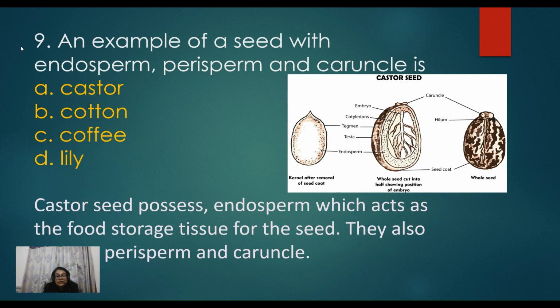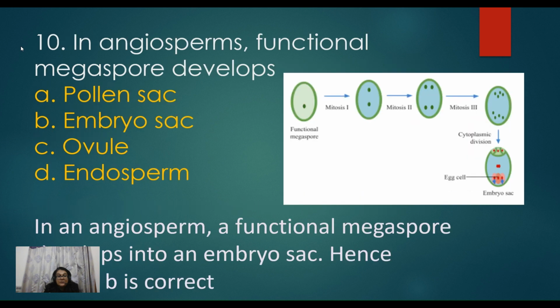Now moving to the ninth question, it says an example of a seed with endosperm, perisperm, and caruncle is: castor, cotton, coffee, or lily. Here the correct option is castor seed. You can see the diagram also here. It possesses the endosperm, which you obviously know provides nourishment to the developing embryo, but it also possesses the perisperm and caruncle, right? So here option A will be the correct one.